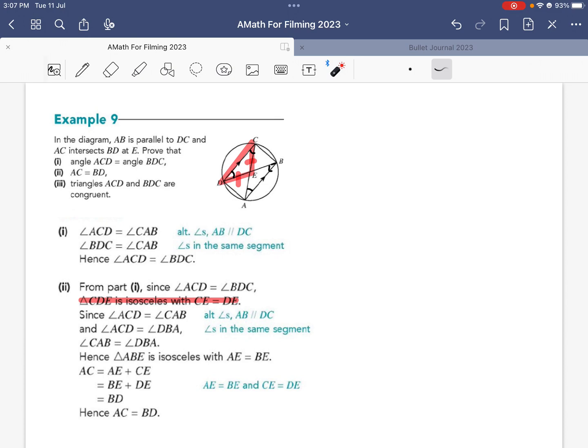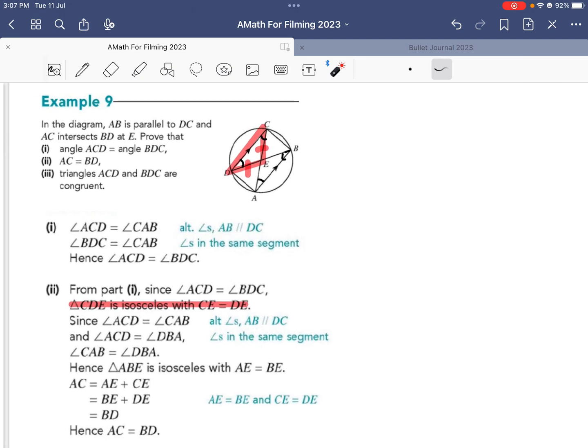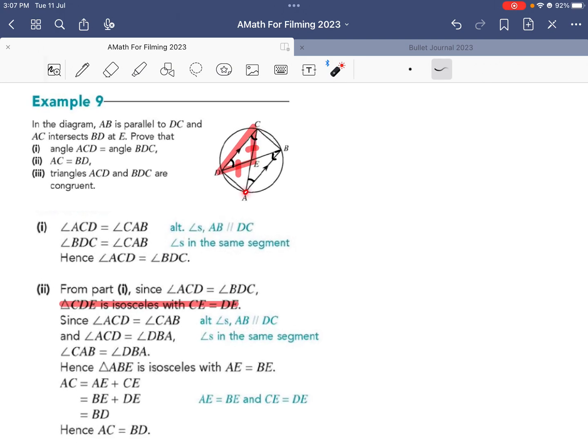Now, how do I show this? I want to show that AC equals BD. So first, what I'll say here is AC is equal to AE plus CE. Because I know that the lengths are equal, AE is the same length as BE, and CE is the same length as DE. So I just replace it. I'm just swapping over.